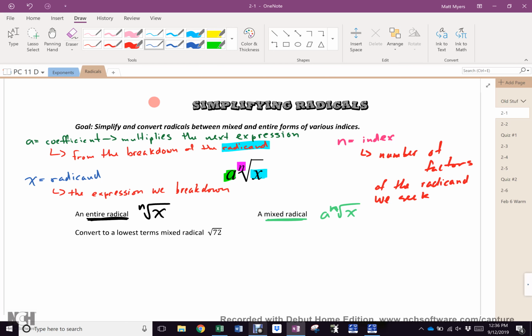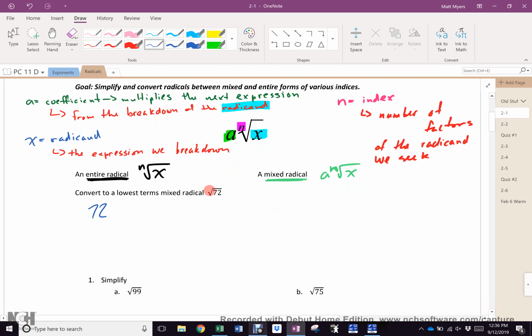So this is the long way, the square root of 72. Now, since there is no index there, what's the index there? 2, which means I need factors in groups of 2. Break this down into prime factors. Do I need to remind you what a prime number is?